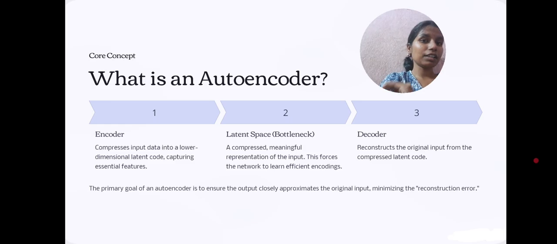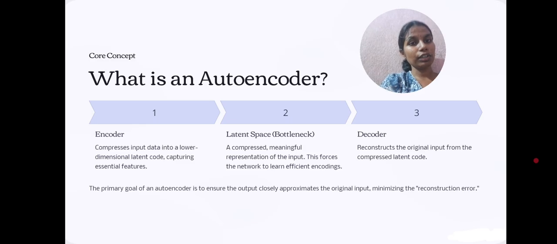And the second step is latent space, which is also known as the bottleneck. Whatever compressed low dimensional latent code is there, it gives meaning to that code, a representation of the data in an easily understandable way, for efficient encoding. And the third one is the decoder. It reconstructs the original input from the compressed latent code.